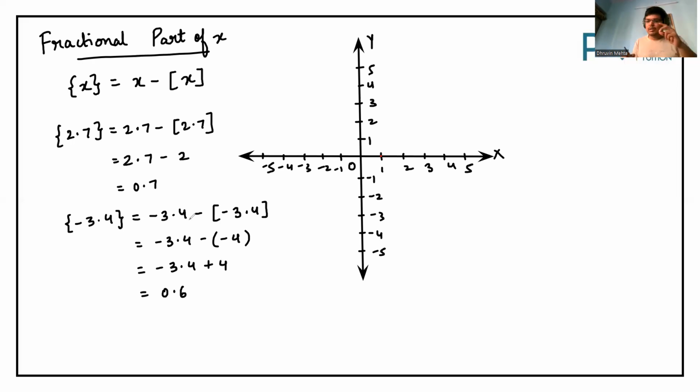0.6. For negative numbers, what we actually do is we take the decimal value, over here it's 0.4, and subtract it from 1. That is the trick for negative values.